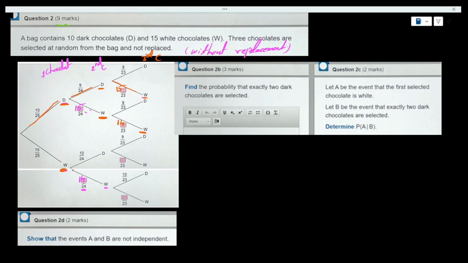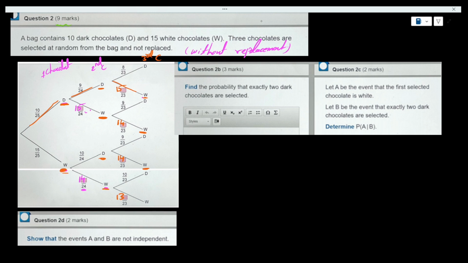Now first draw is white, second draw was dark chocolate, third is also white. Now white 15, it will become here 14, right? Then after that, the last one here, first one was white, second one was white. So now there will be 13 white chocolates. So you have to first fill all the missing values.